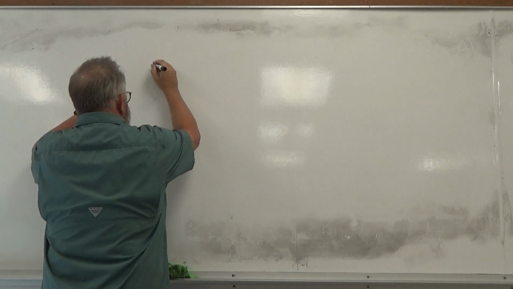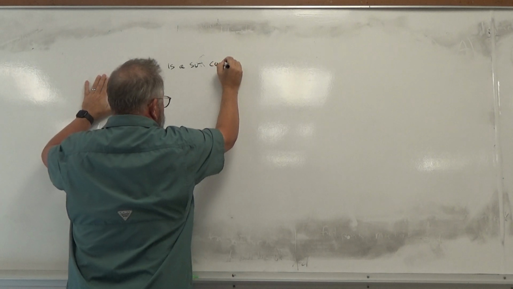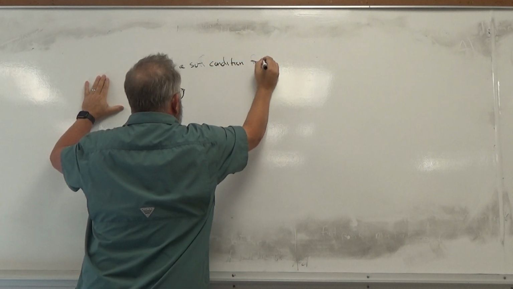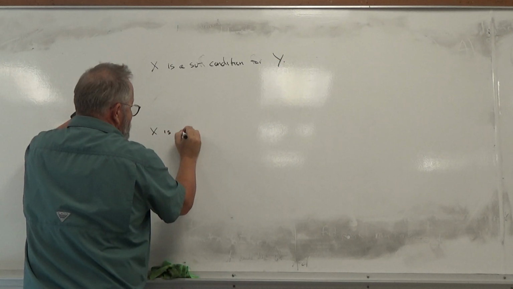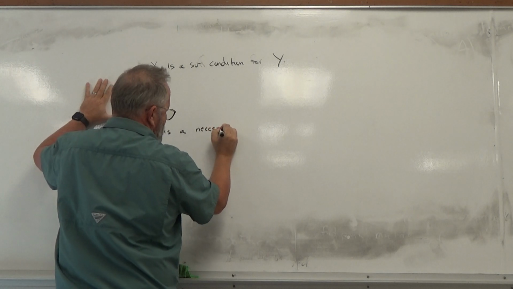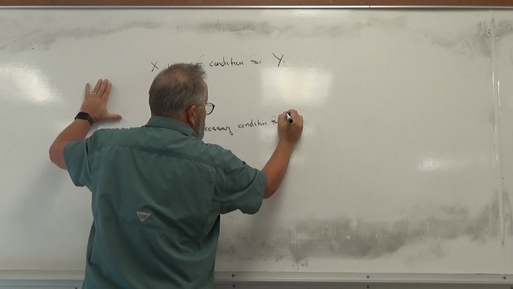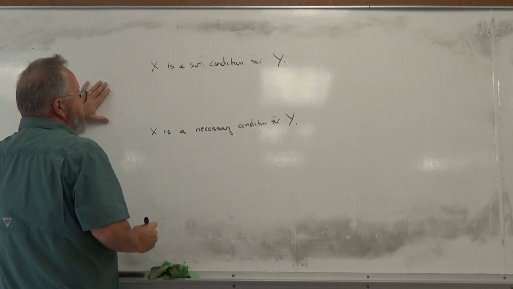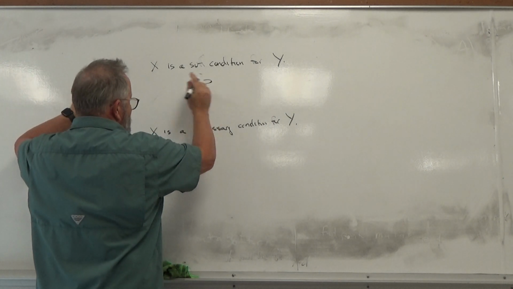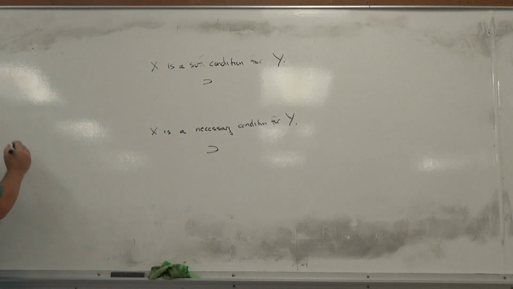So suppose we have X is a sufficient condition for Y, okay? And then we also have X is a necessary condition for Y, okay? How do we symbolize these? Does X go in front or behind? And same thing here. Well, let's use something that I think we might understand.